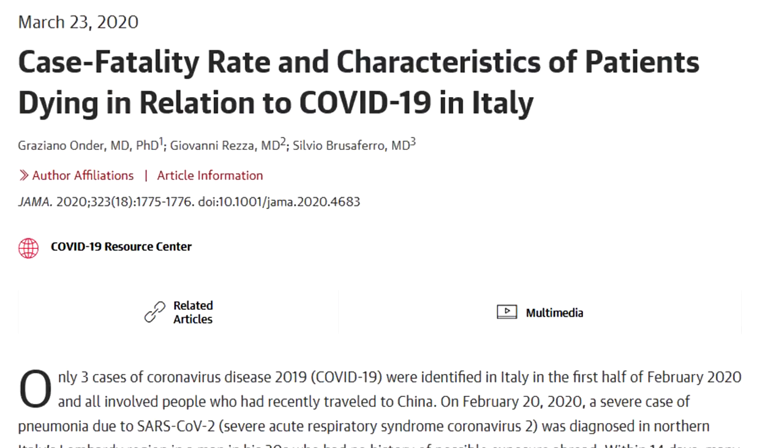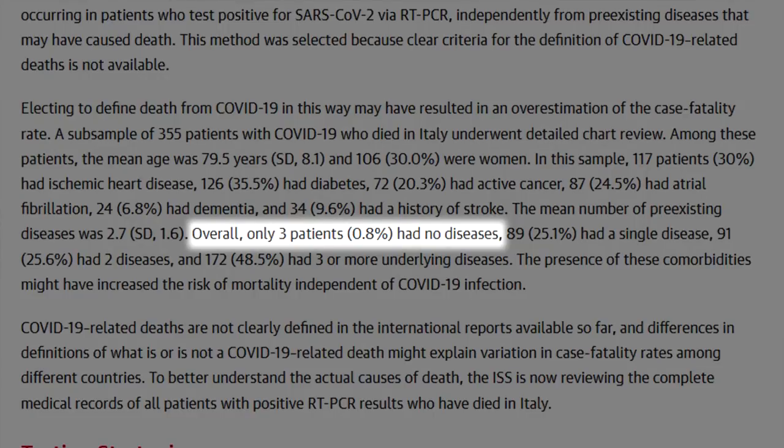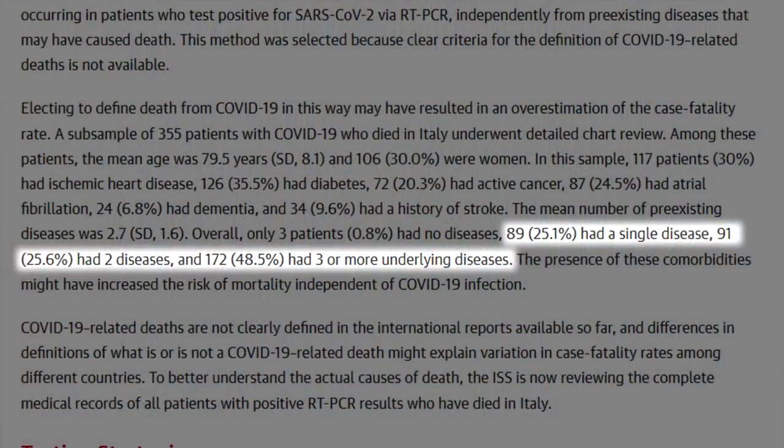There was a study in Italy of 355 deaths that happened to test positive for COVID-19. And in that study, only 3 patients, which is 0.8%, had no pre-existing conditions. That's interesting. 99% had at least one other pre-existing health condition. If you want the breakdown, 25% of these deaths had exactly one other serious health condition. 26 had 2. 49% had at least 3 other pre-existing conditions.